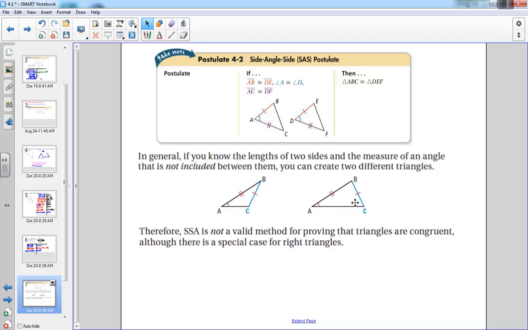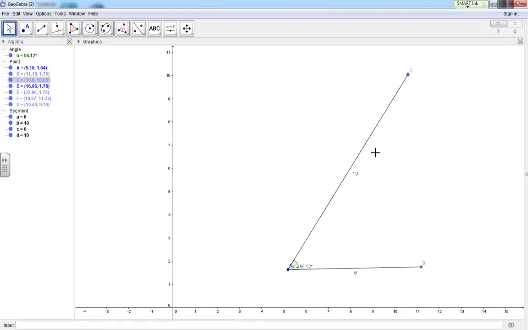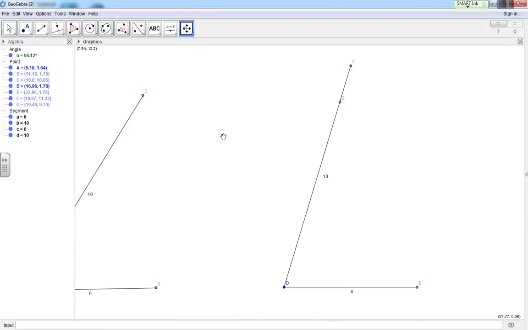Therefore, because we have two different options for the side-side-angle, there's not a special case for these triangles right here. There is a special case for right triangles. We'll talk about that. We'll call it the HL postulate. Okay, so let's go back to GeoGebra because I don't think that static proof is showing you anything. So let's get it dynamic here.